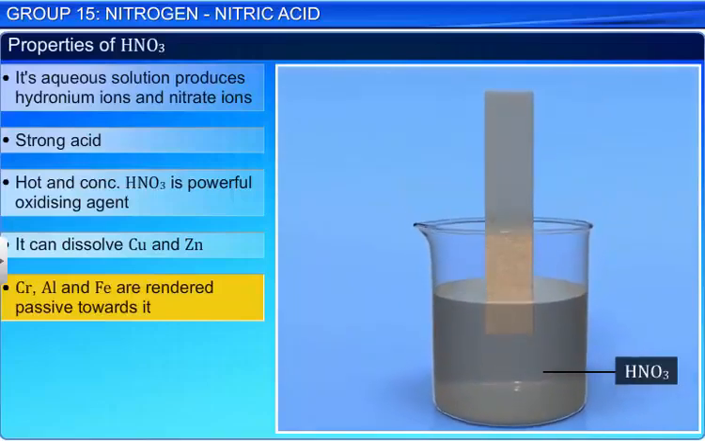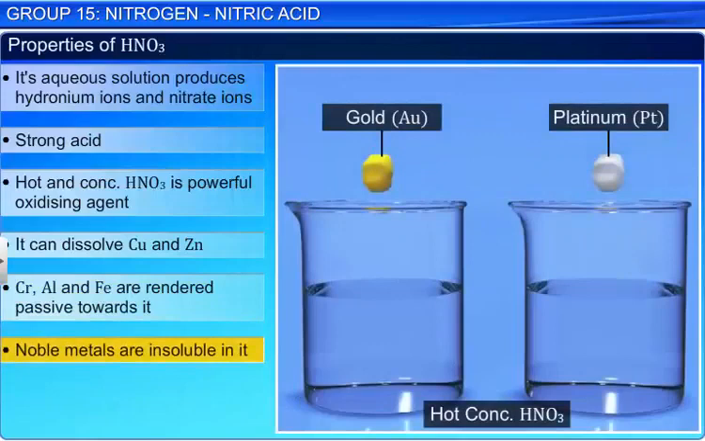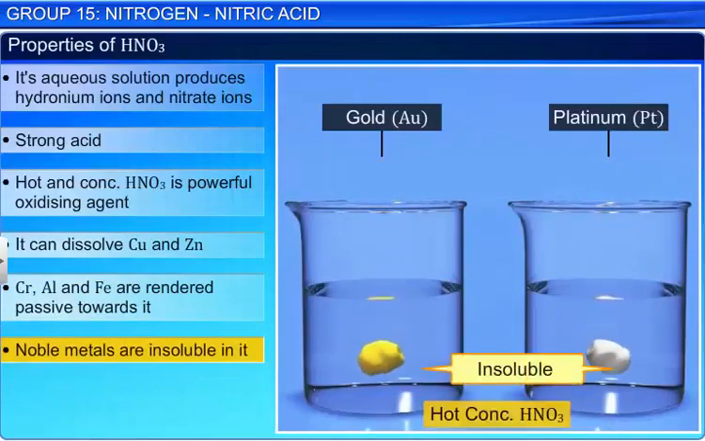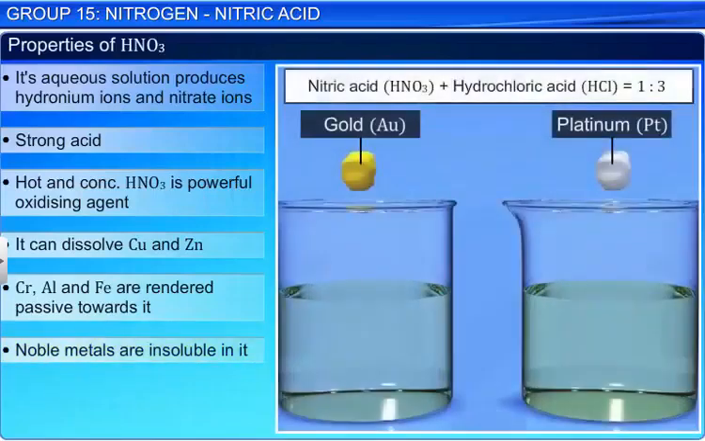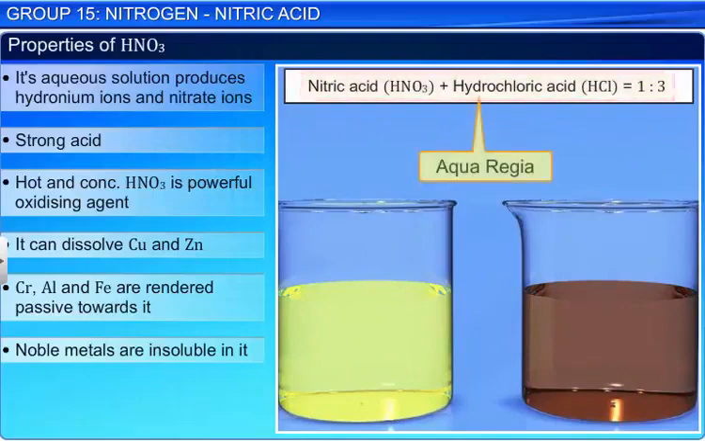This is due to the formation of a thin layer of oxide on the surface of these metals. Noble metals such as gold and platinum are insoluble even in hot and concentrated nitric acid. However, these metals dissolve in a concentrated solution of nitric acid and hydrochloric acid taken in the ratio of 1:3. This solution is called aqua regia.